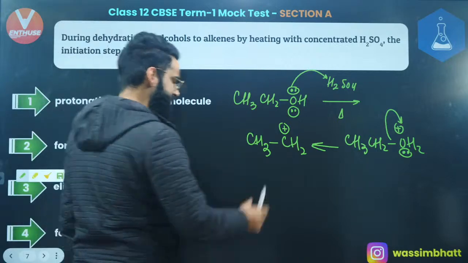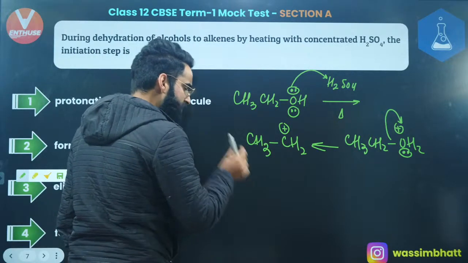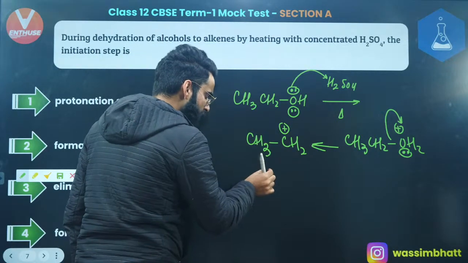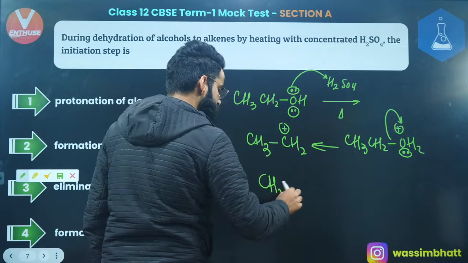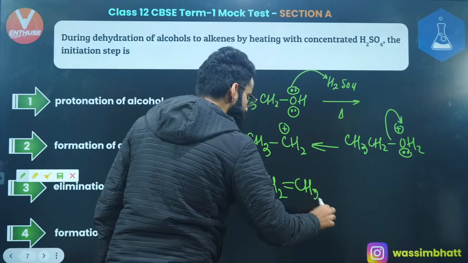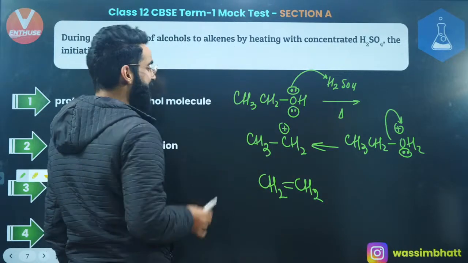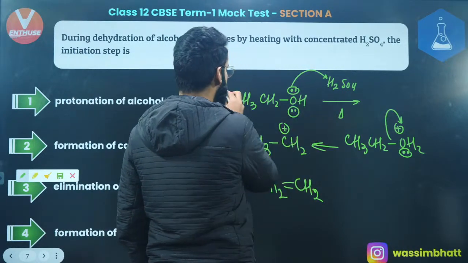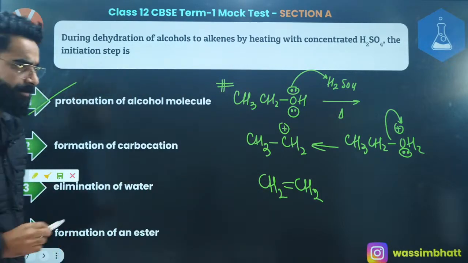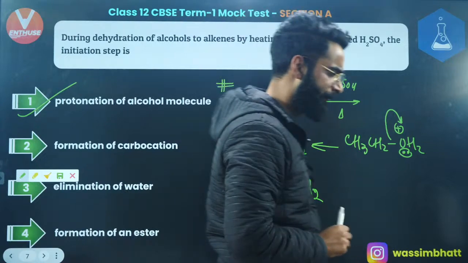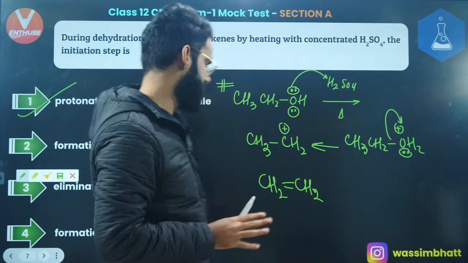After this, at the end, since you're going to form the alkene, you'll be taking the H positive out from here. When you take H positive out, you'll be putting a double bond right here. Finally, you're going to get CH2 double bond CH2. So which one is the initiation step? The first one, the protonation of alcohol, it is going to be the initiation step, right? Yes, I'm sure it is clear to every single guy.